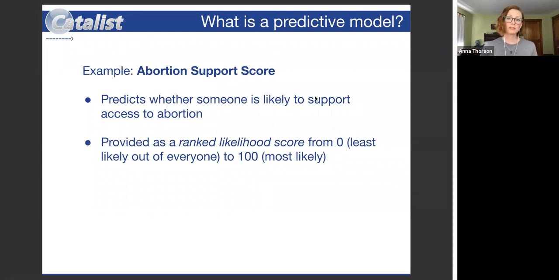So when you as practitioners are interacting with models, what you see them as is a number, primarily. You're going to see them as a number associated with a person. The abortion support score is a ranked likelihood score. It is italicized because I'm going to talk about that a little bit later.